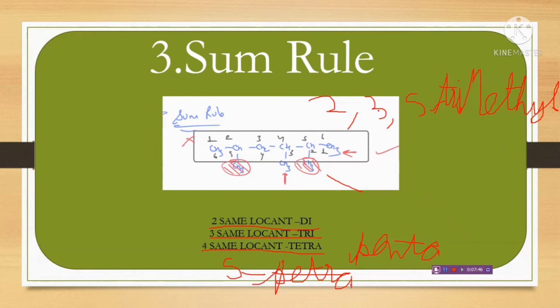Now it is 2, 3, 5 trimethyl, and there are 6 carbon molecules, therefore it is hex. No double bond or triple bond, therefore it is ane. And therefore the compound name for this is 2, 3, 5 trimethyl hexane. We are going to see more examples to understand better what we need to do when we get a locant.